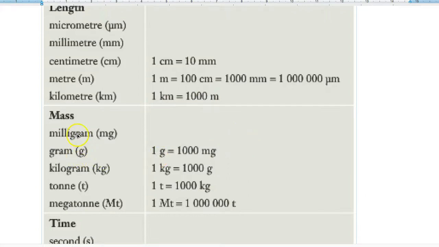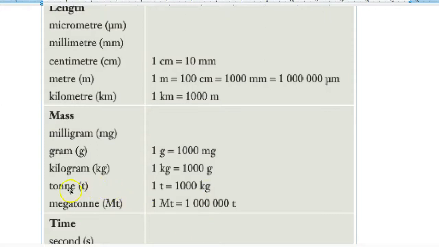Same thing with mass. Milligrams are the smallest units. I mean, there's micrograms too, but they're really small. Grams. 1 gram is 1,000 millis. 1,000 milligrams makes up 1 gram. See, 1,000 millimetres made up 1 metre. Right? Kilo means 1,000. So 1 kilogram is 1,000 grams. Kilo's big. 1 tonne. So you have to know this one. A tonne is 1,000 kilograms. So the next unit up from kilograms is tonnes.